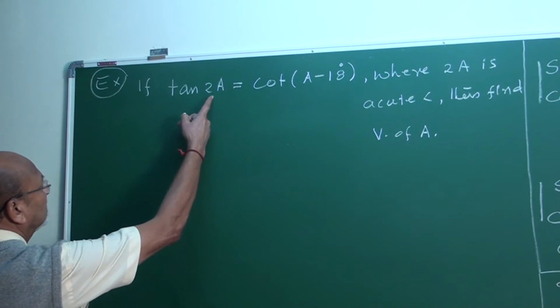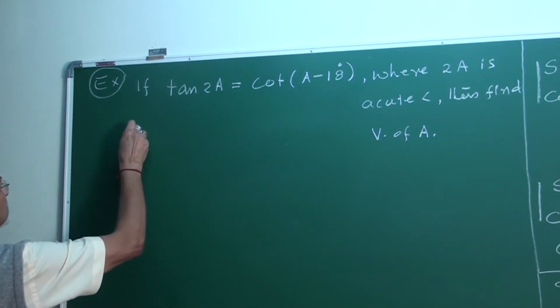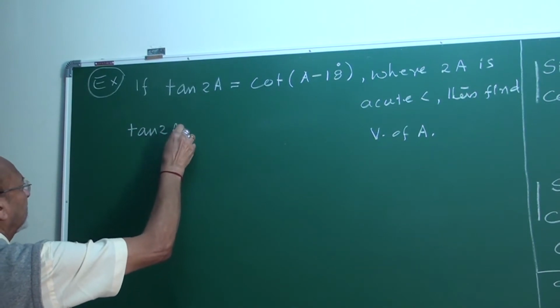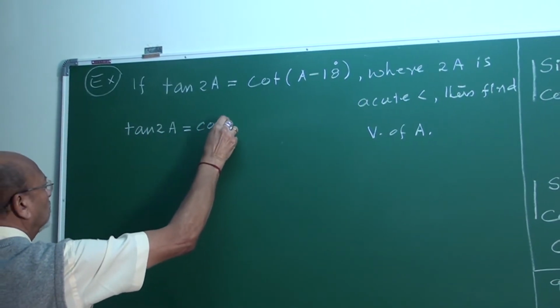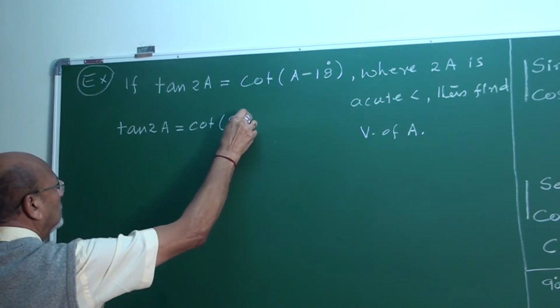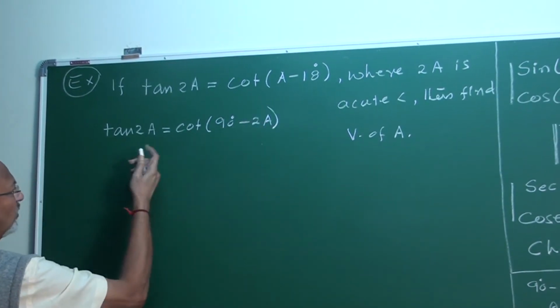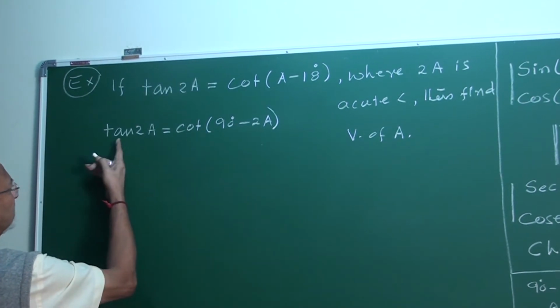See, tan 2A you must change. We know that tan 2A can be written as cot of 90 minus 2A. Otherwise, you may write what? Cot of 90 minus 2A is tan 2A.